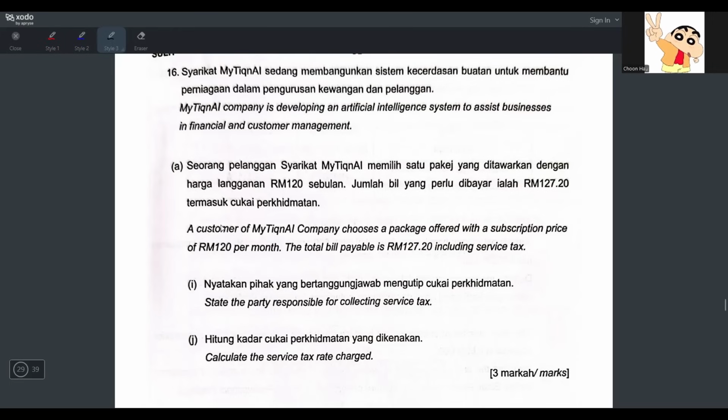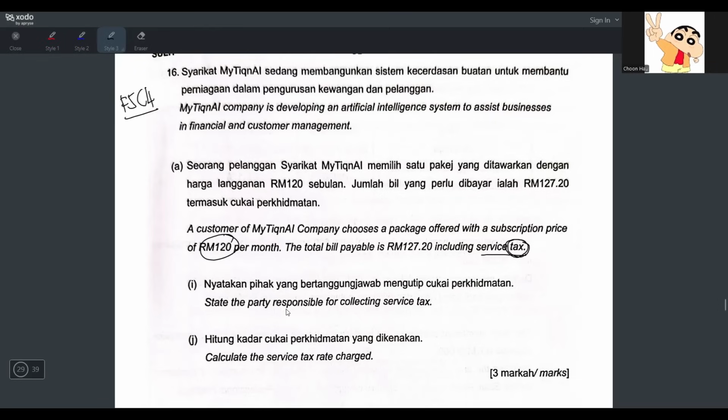So let's keep reading. A customer of the AI company chooses a package offered with a subscription price of 120 per month, total bill payable including service tax. Okay, I know the tax. So it's from chapter 4, and I think it's under service tax. So number one, state the party responsible for collecting service tax. JKDM. For service tax it is JKDM.